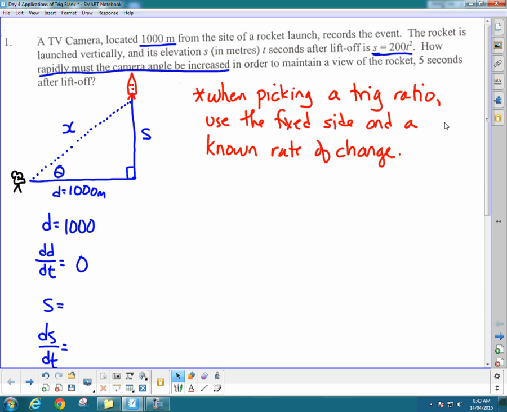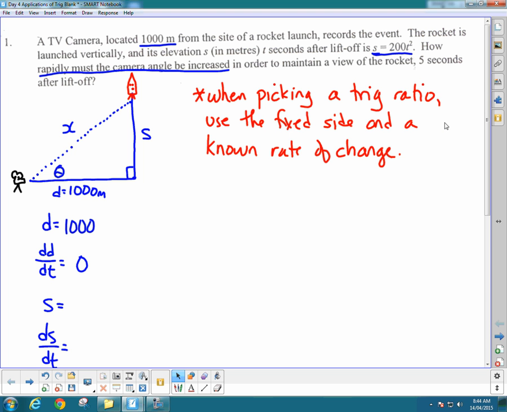So here's the reason why. If we use the fixed side, the derivative of it is really easy. So it's going to make our life easier. Okay, we could use x, but it's going to be a challenge to figure out, first off, what x is. And also, its rate of change we don't know. Right? But the fixed side, we know the rate of change, it's 0. Then we also need to know another side in which we know the rate of change.